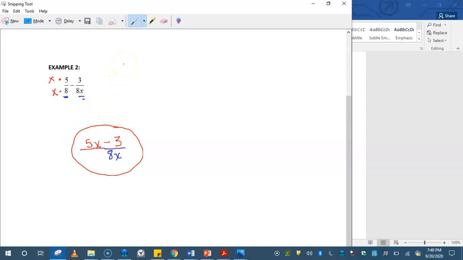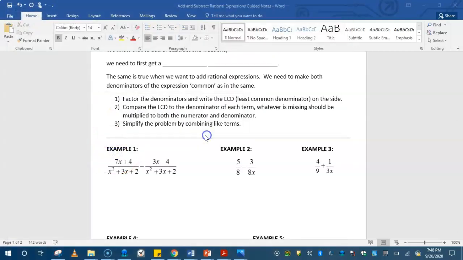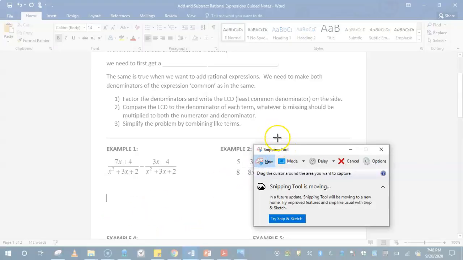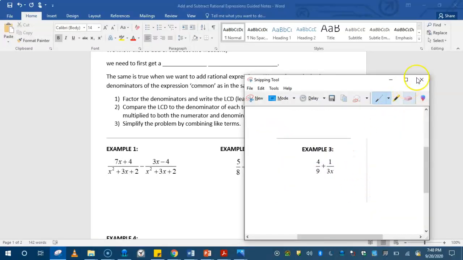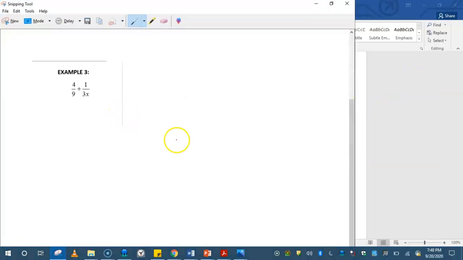All right, let's try the next example. Next example. If we look at this next example, same thing. We gotta figure out what our least common denominator is.